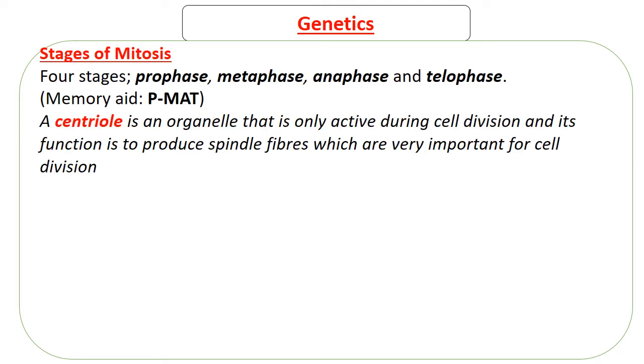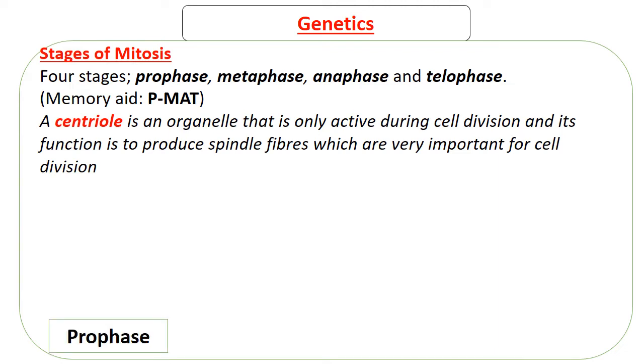So there is an organelle which we did not study in cells called a centriole. A centriole is an organelle that is only active during cell division, and its function is to produce what are called spindle fibers, which are very important for cell division. So a centriole becomes active only when there's cell division. When there's no cell division, it's not active. So what happens during the four stages of mitosis, and why is the centriole so important?